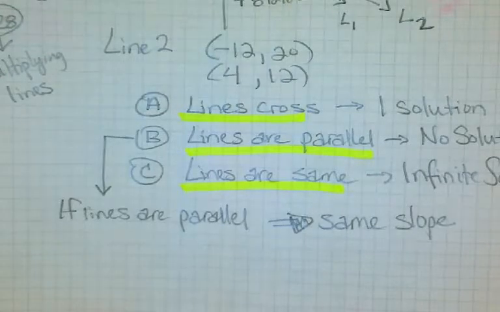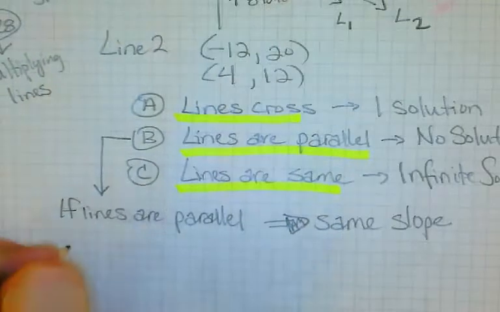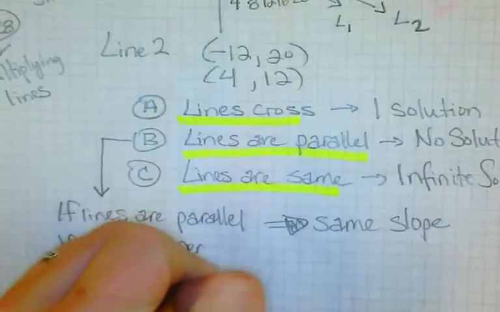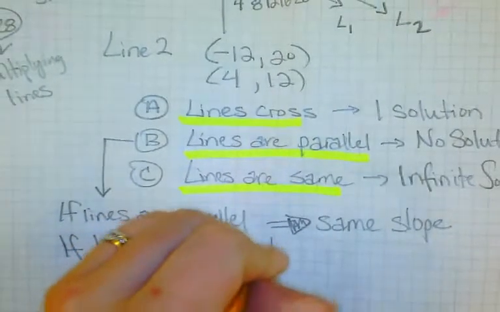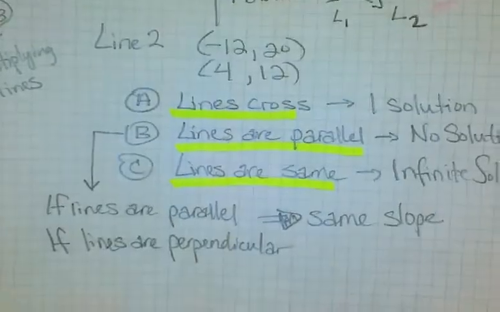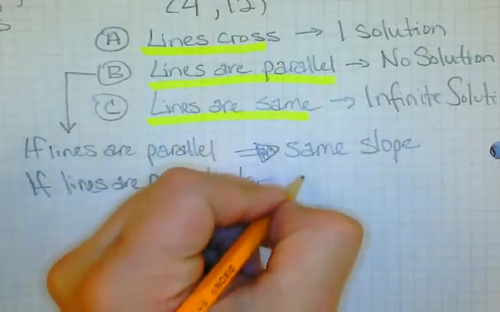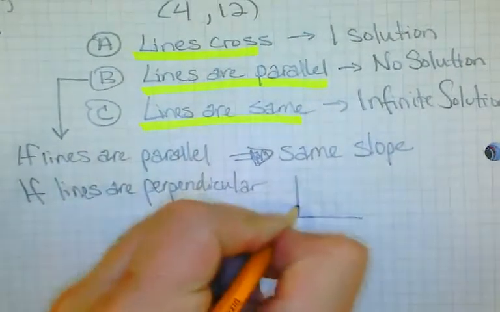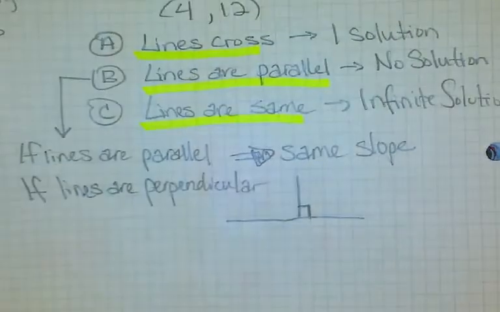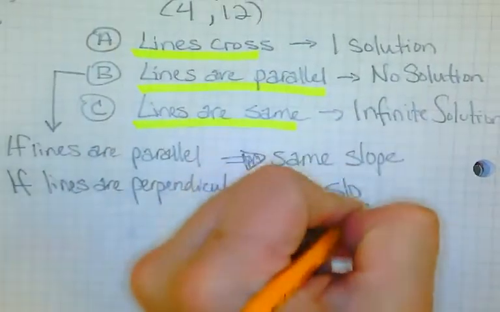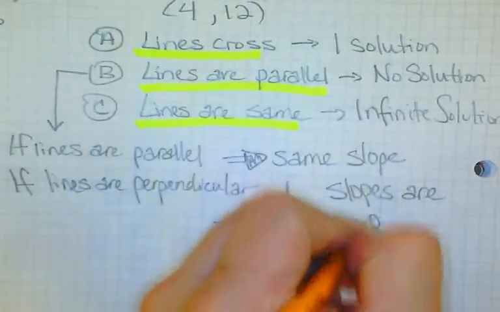Now, we also have another case, right? We have parallel, but we also have perpendicular. If lines are perpendicular. Now remember, perpendicular lines don't look like little railroad tracks. They look like intersections, like where we cross. Perpendicular, 90 degrees. If lines are perpendicular, then the slopes are opposite.